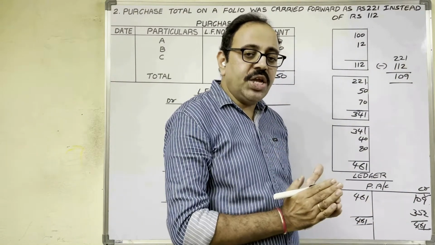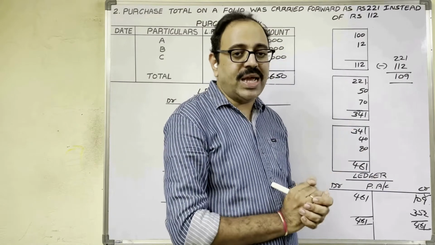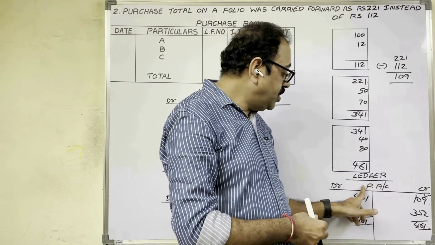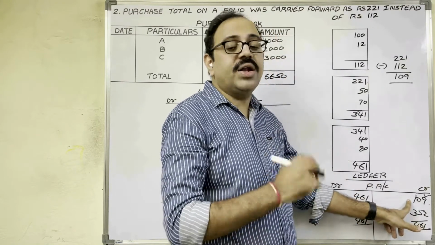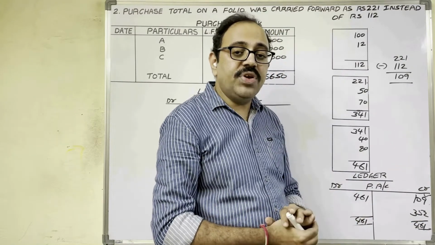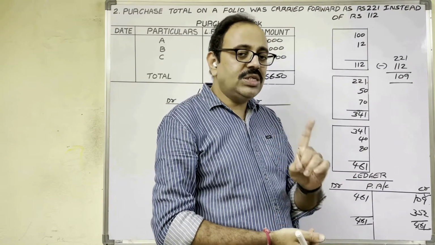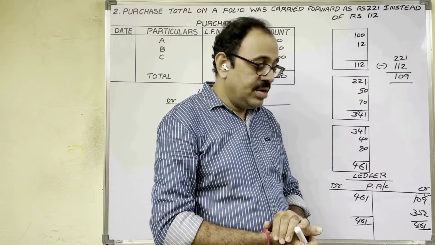Suppose this rectification is done before preparing trial balance. Then you should write a sentence: Purchase account should be credited with 109 rupees. Suppose this rectification is done after preparing trial balance. Then by using suspense account we should rectify the error.